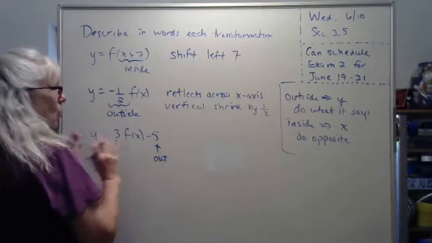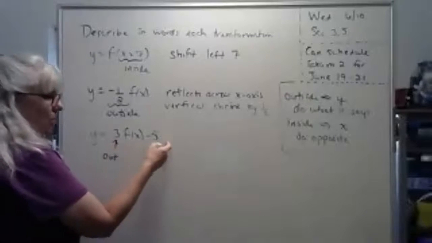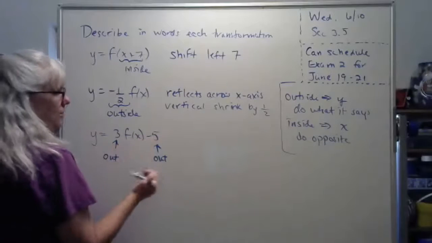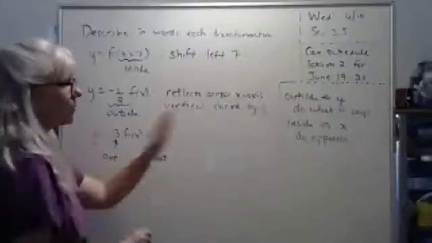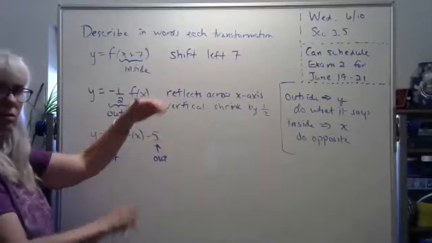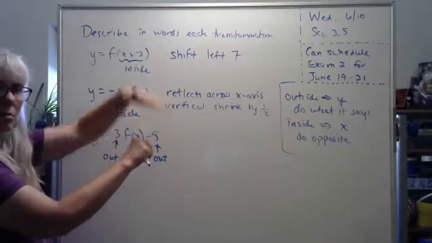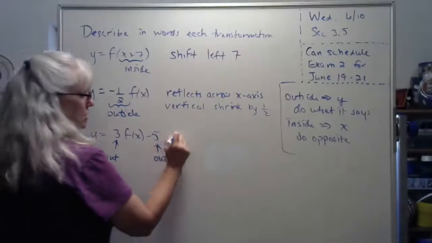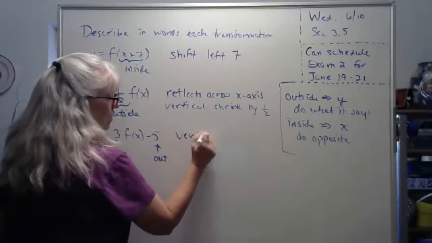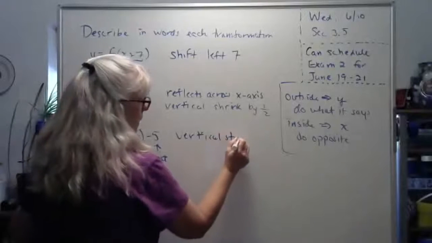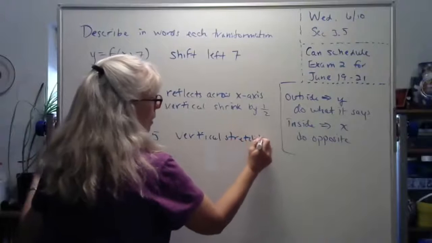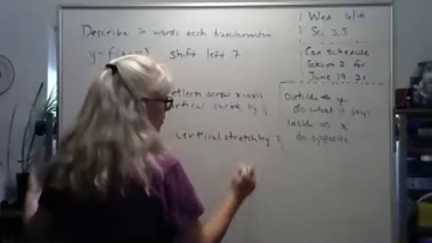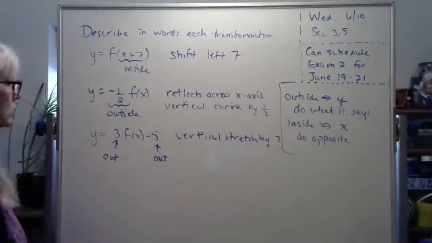And again, order doesn't matter, but I tend to multiply before I add or subtract. So let's go ahead and do the 3 first. This is saying we're going to take all of our y values and we're going to multiply them by 3. So if I take a y value and multiply it by 3, it's going to get bigger. So that's a stretch. So we're going to do a vertical stretch by 3. So every y value is now 3 times larger.